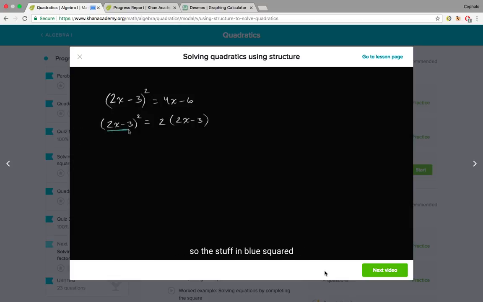So the stuff in blue squared is equal to 2 times the stuff in blue. If we can solve for what the stuff in blue could be equal to, then we can solve for x. And I'll do that right now. Let's do a little bit of a substitution. Let's replace 2x minus 3 with p. Well, then it simplifies quite nicely.